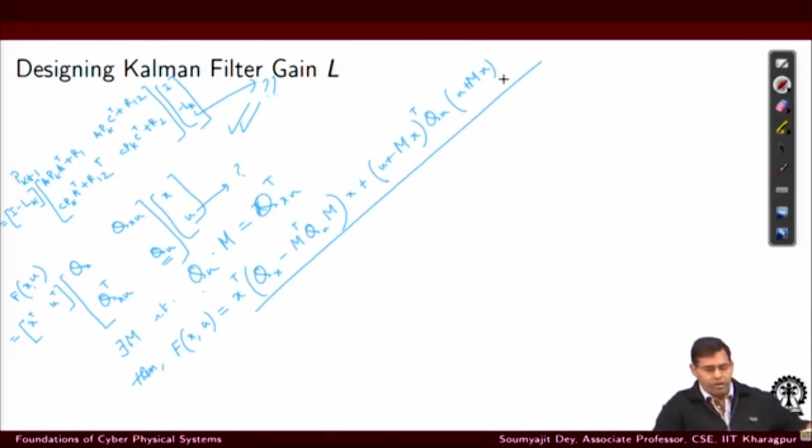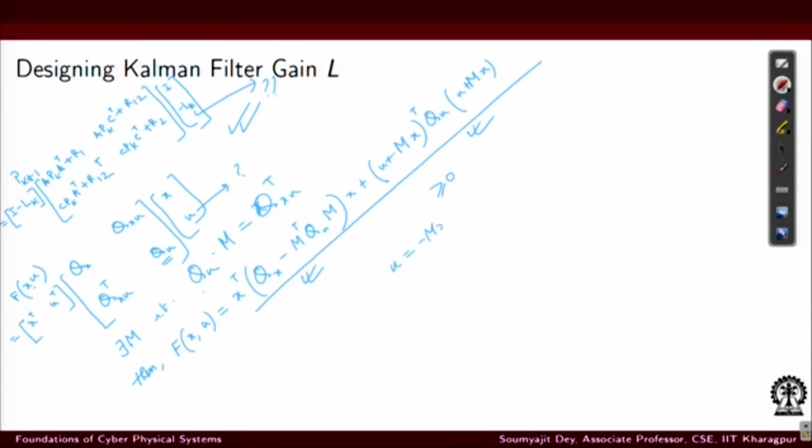Now, observe something here. In this expression you have a quadratic term. This expression is quadratic in u and both of the terms are greater than or equal to 0. This term is x transpose, then something, and x, which is also quadratic. So, how can this be minimized? The only option that we have is it will be minimum when u is equal to minus mx.